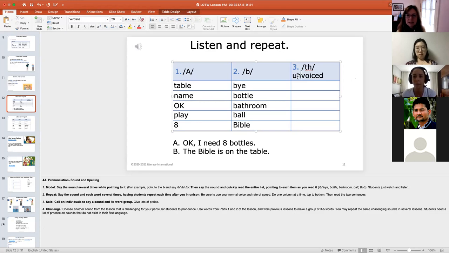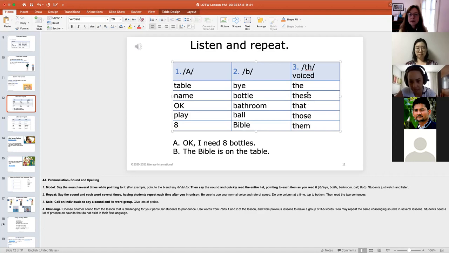But let's try the TH voiced to practice that, because that's used in most of the common small words that start with TH in English. So we have the, these, that, that, those, them.